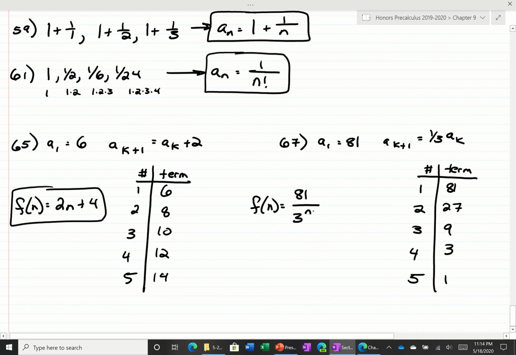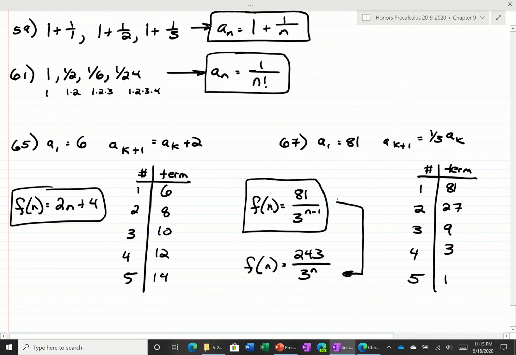I mean, even if we did 81 and minus 1, 81 divided by 3 to the 0 would be 81. 81 divided by 3 to the n minus 1. Yeah, I think that would work. That would be fine. I think in the back of the book, instead of having 3 to the n minus 1 power, they chose to use 3 to the n and make the top power 243. But either one of these is fine. All right, so that's your homework. Have a nice day.